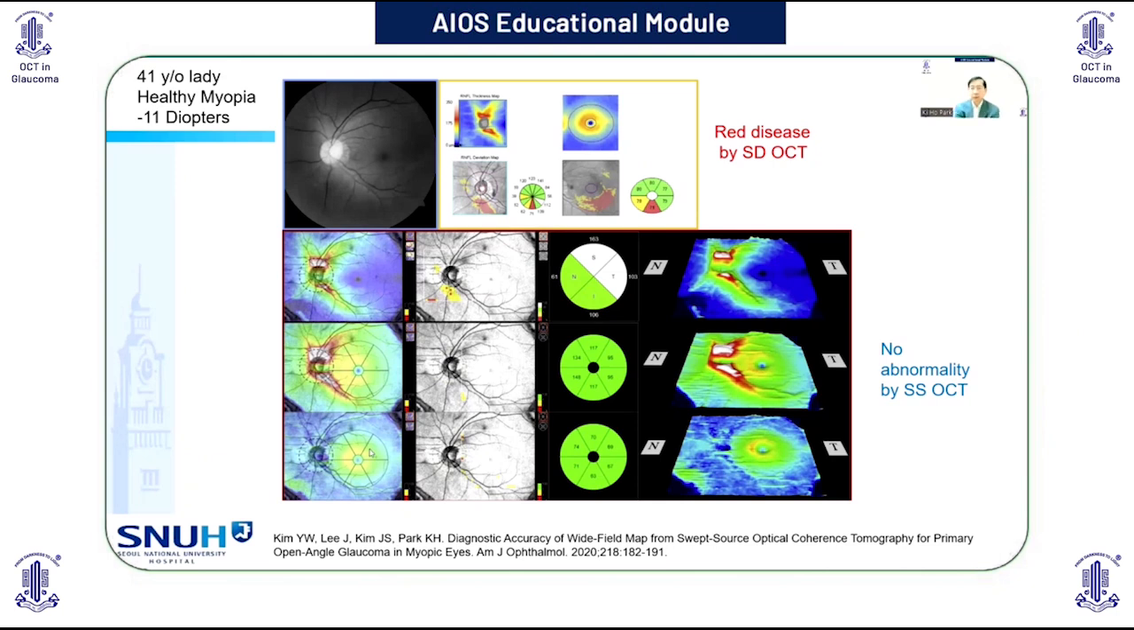I think it is because the normative database is different between spectral domain OCT and swept source OCT. So sometimes swept source OCT could be helpful to detect glaucoma and to detect normal in myopic eyes. So we may use both instruments, and we may need to compare them if the case is not clear enough to detect glaucoma.